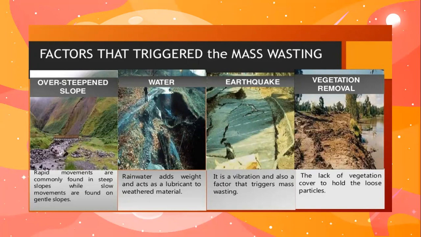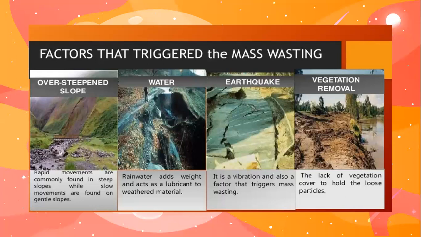Next is water. Water trigger, same as erosion, is also an agent of movement. Rainwater adds weight and acts as a lubricant to the weathered materials, so it would allow for the materials or debris or weathered materials to be easily moved. Next is earthquake. It is a vibration that also triggers mass wasting and vegetation removal.